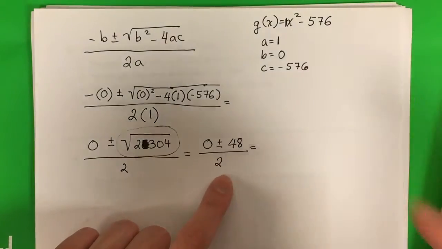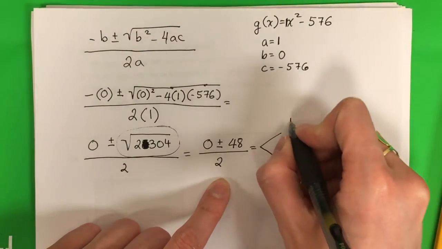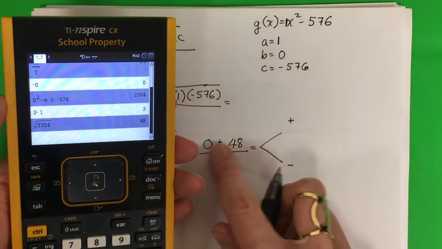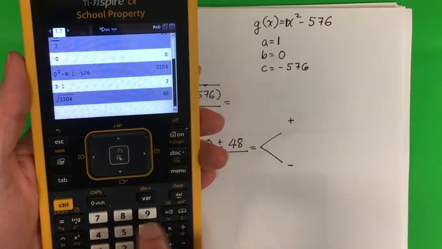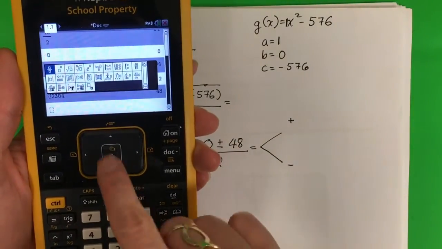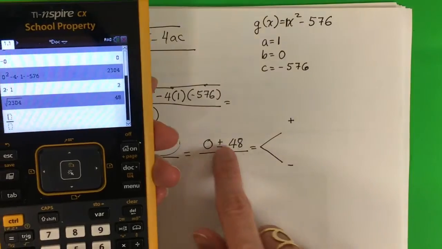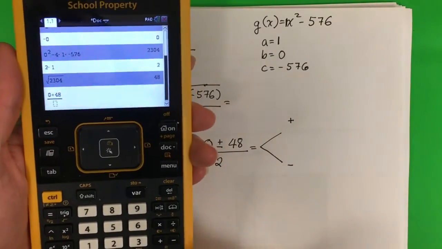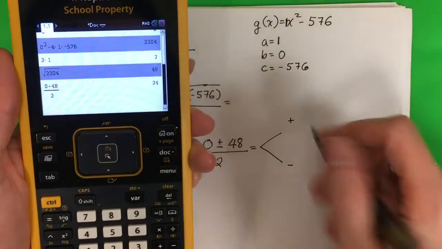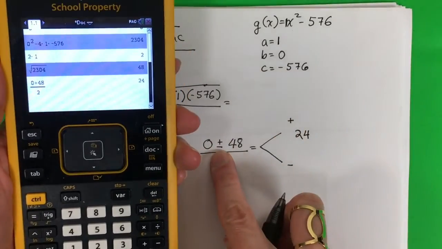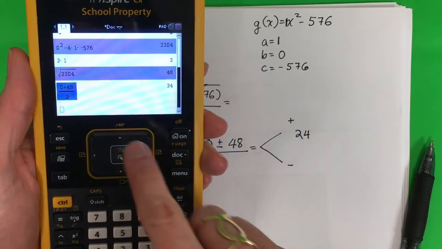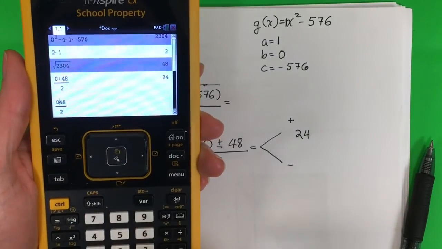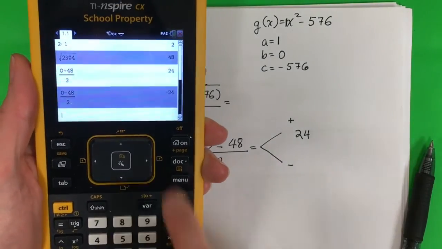Okay. Now what we're going to do, it's 2 parts, dos partes. Part 1 you will do with the plus. Part 2 you will do with the minus. So let's do 0 plus 48 divided by 2. So let's do the fraction. 0 plus 48, go down 2, enter, I got 24. Now we're going to do it again with the minus, so I'm going to go up, copy that, enter, and I'm going to change the plus and put minus, enter, I got negative 24.